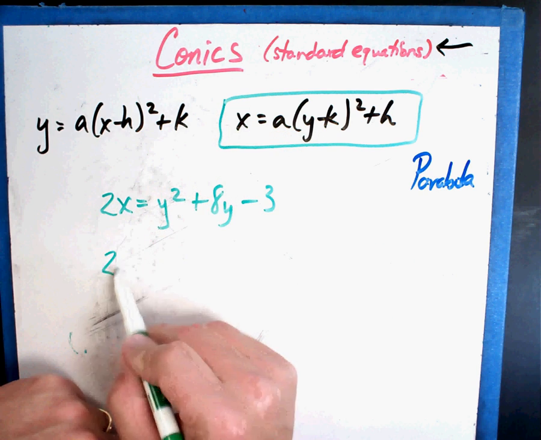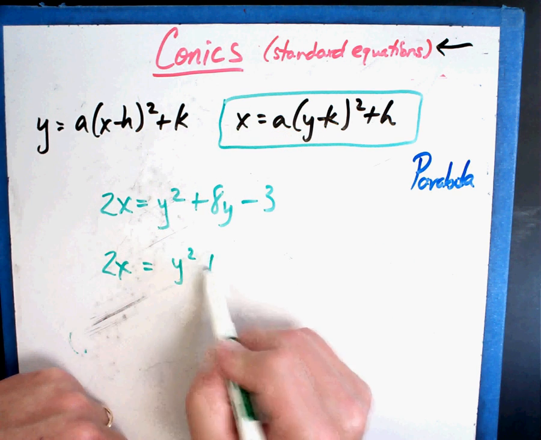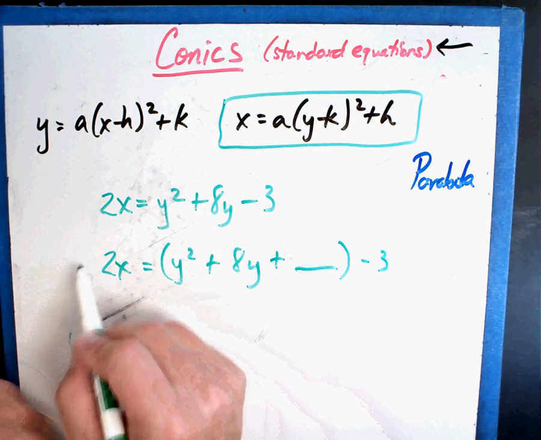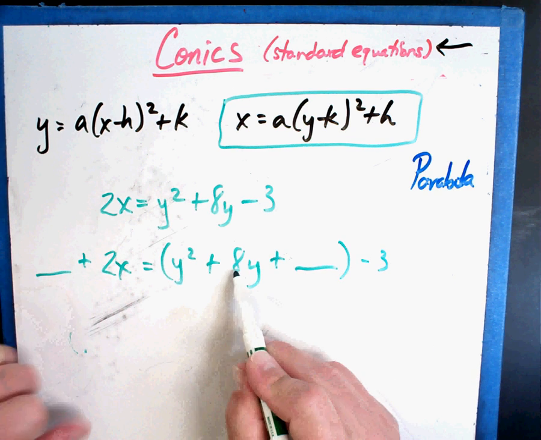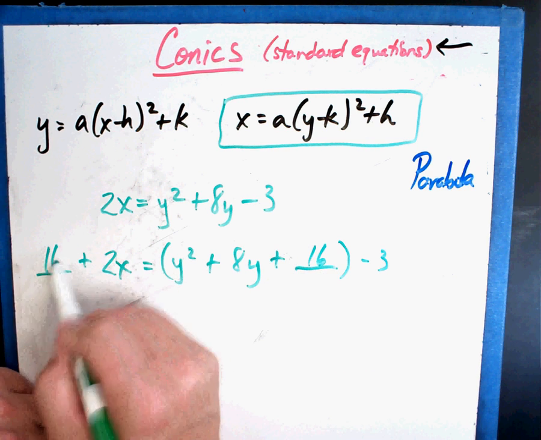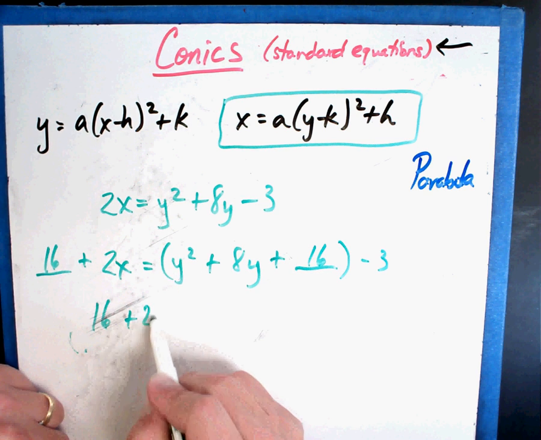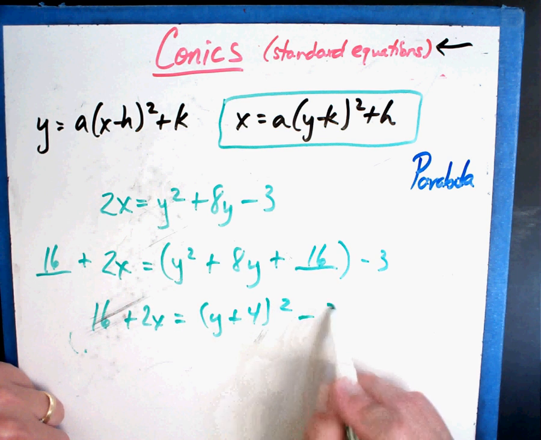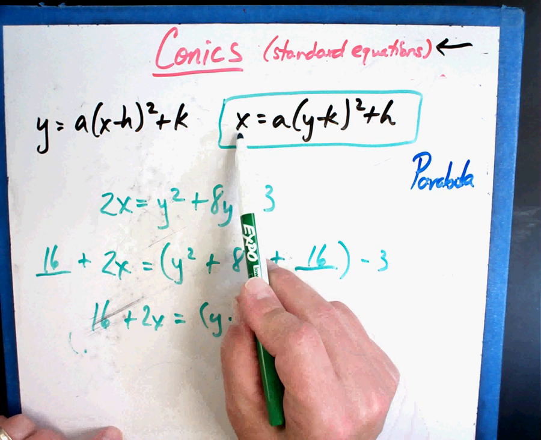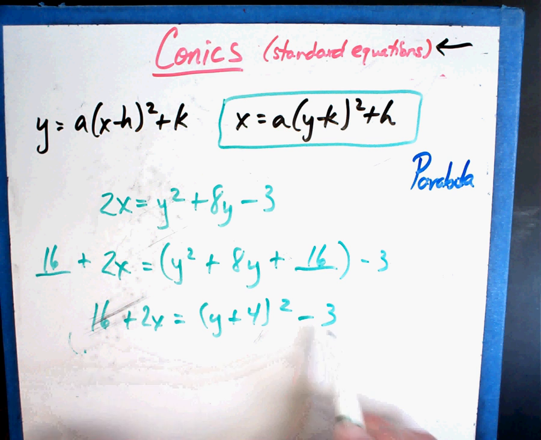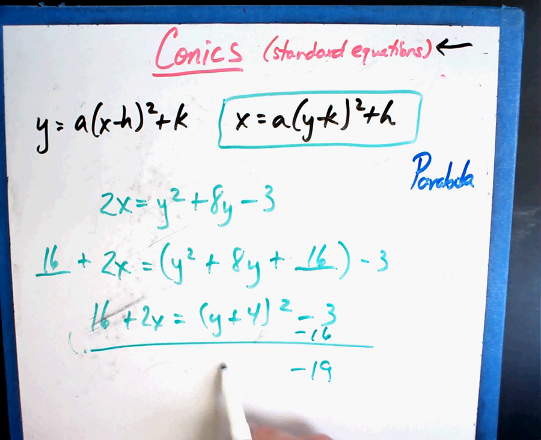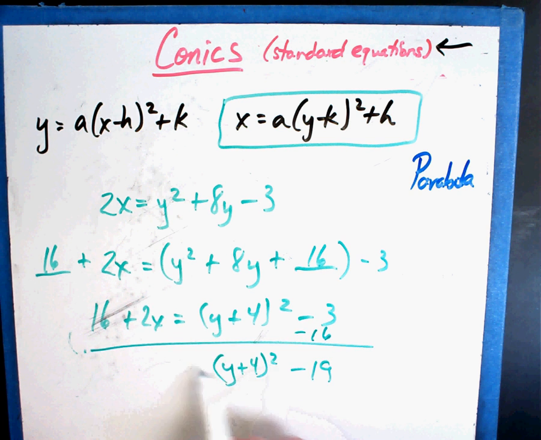So what I'm going to do is take 2x equals y squared plus 8y plus blank minus 3, and then I have to add whatever the blank is to the other side. So half of 8 is 4, 4 squared is 16, which means I have to put a 16 over there. So 16 plus 2x equals y plus 4 squared minus 3. Now, to get it in the right form, it has to be x equals, so I've got to move the 16 over here, so that becomes minus 16, so it becomes minus 19, and y plus 4 squared equals 2x plus 16, so I need to divide all that by 2.